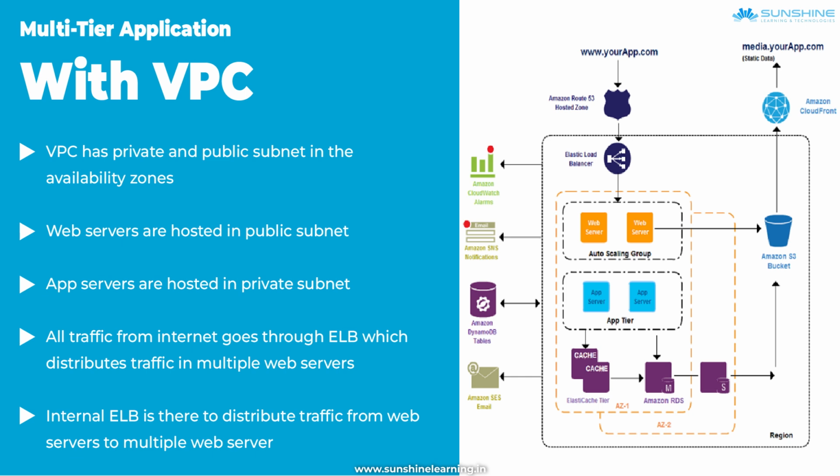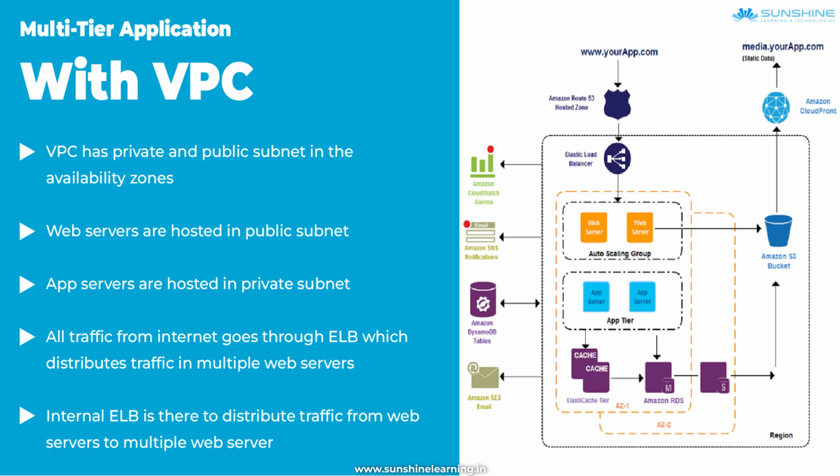Apart from that, to enhance the architecture, there are other services that have been used. For example, between the app server and the RDS database, there is an ElastiCache that has been used, which increases the efficiency of the solution. Then there is SES for sending out email notifications. Then there is DynamoDB for storing the data or the logs. Then there is SNS for again sending out the notifications from the web server. And then there is CloudWatch for the detailed monitoring of the entire resources.